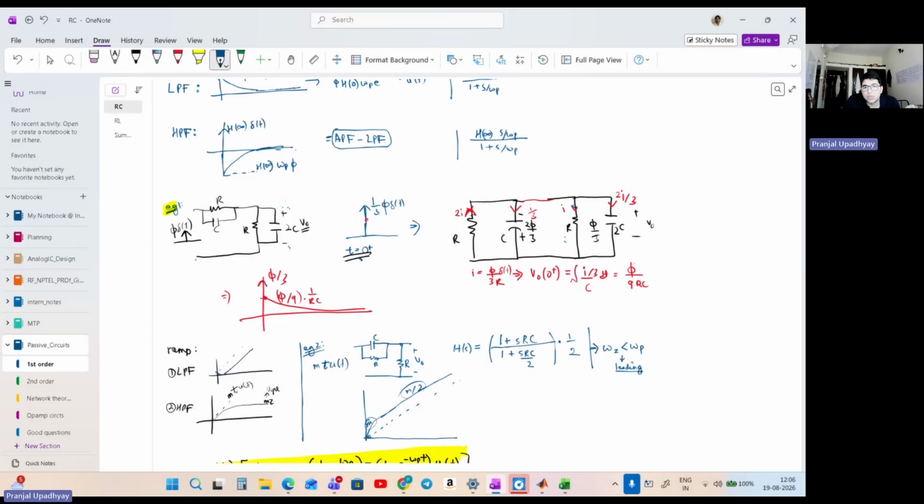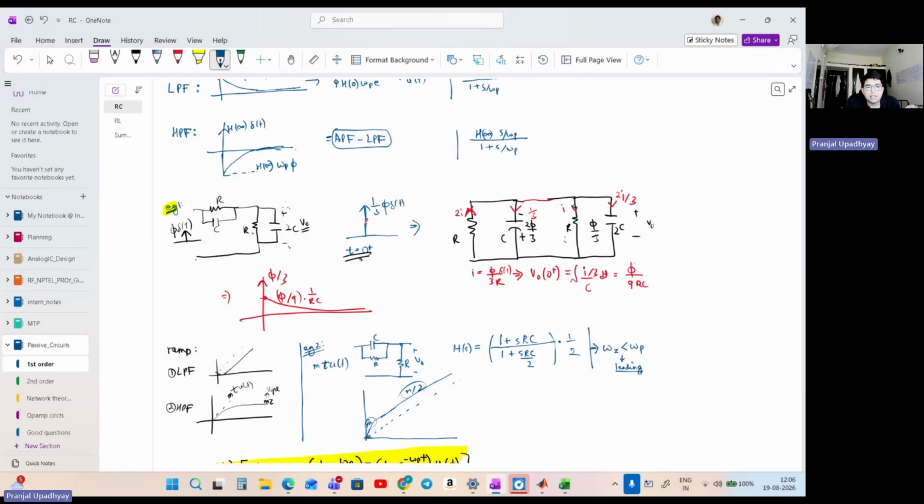Thus, it will induce 2I current. And if we just simply apply some KCL over here, by that standard KCL, we will be able to come to the conclusion that the initial value of the output voltage at 0 plus time is this, right? So that is the basic idea over here.